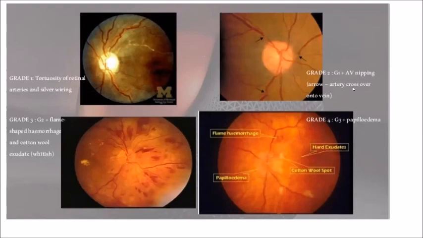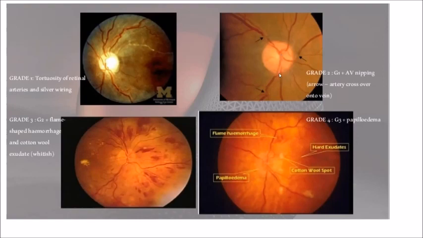So please look at the different grades of hypertensive retina. The white line, this is the silver wiring, Mahbub. How clearly visible. There may be copper wiring also. I will show you how to differentiate the copper wiring. In this second picture, grade 2, copper wiring is visible.